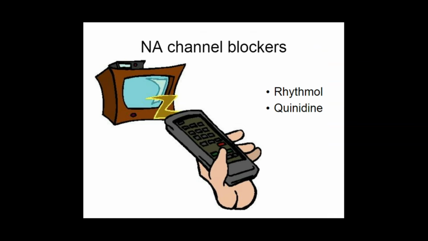Your examples are Rythmol and quinidine. These decrease the rate and the force of conduction. They treat chronic angina as well. Side effects can include diarrhea, nausea, headache, dizziness, and those anticholinergic effects. You should remember those, but if you don't, this is an index card for you. Anticholinergic effects include tachycardia, dry mouth, urinary retention, blurred vision, and constipation.